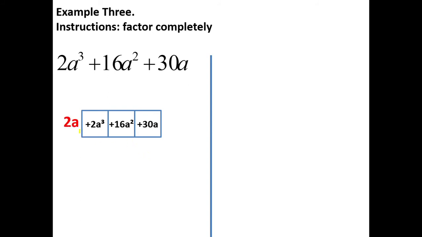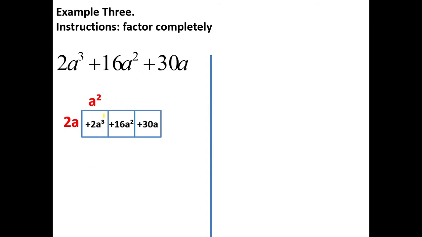So let's take that out to the front, and let's figure out 2a times what? What goes here to give us 2a to the third? Well, a to the 1 times a to the 2 gives you a to the 3 because you add the exponents. So we want an a squared up here because an exponent of 1 added to an exponent of 2 gives you that exponent of 3 right there.